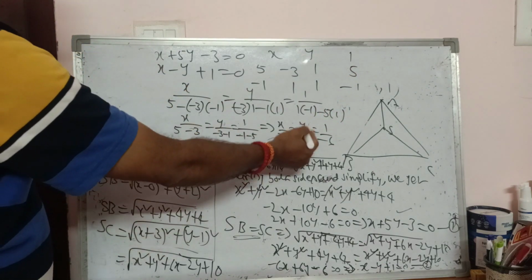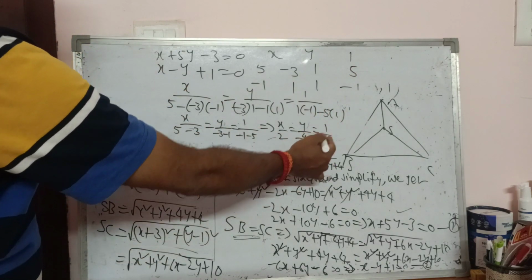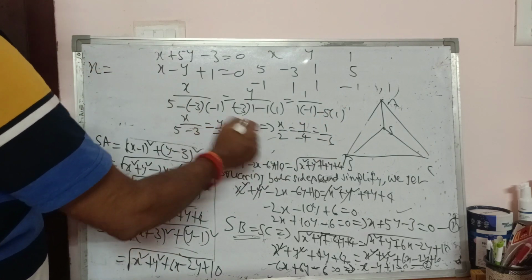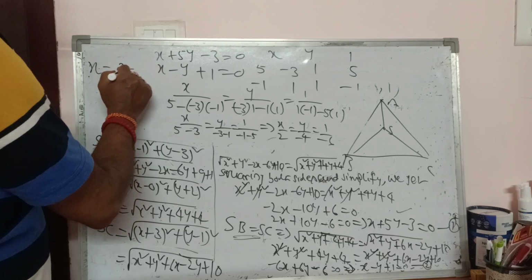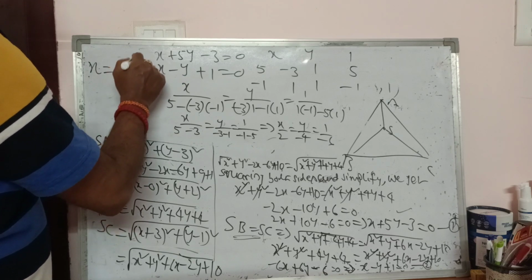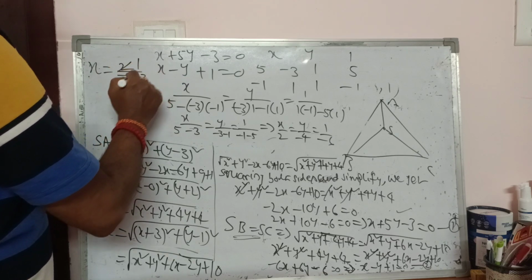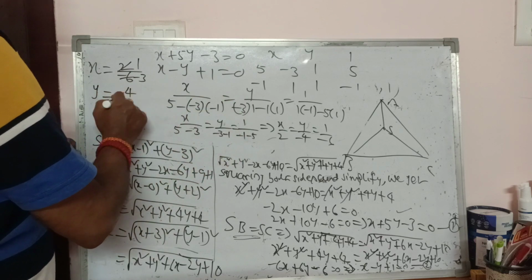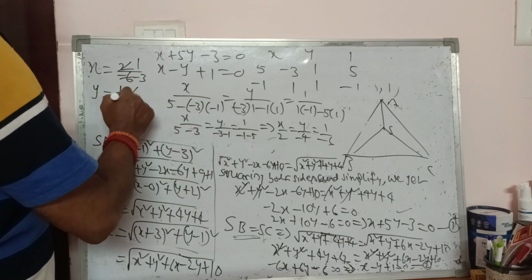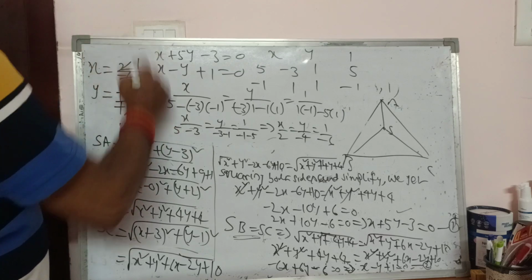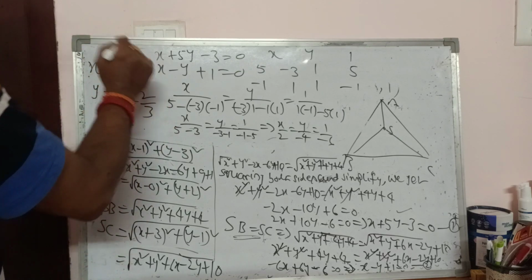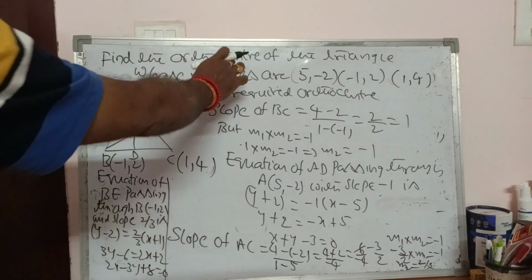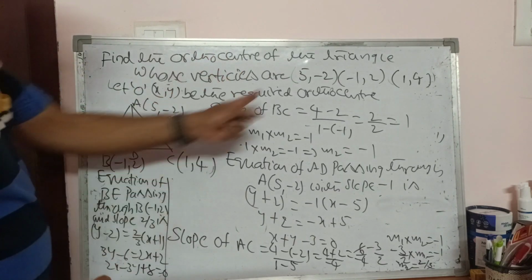X by 2 is equal to y by minus 4 is equal to 1 by minus 6. Therefore, x is equal to 2 by minus 6, that is minus 1 by 3. Y is equal to minus 4 by minus 6, that is 2 by 3. Therefore, the circumcenter is minus 1 by 3 comma 2 by 3.